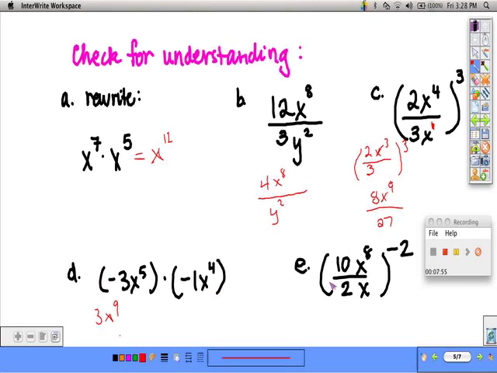Part E, I'm going to start out similar to how I did part C. I'm going to start inside the parentheses and reduce if I can. 10 over 2 reduces to 5 over 1. X to the 8th over x to the 1st, where are there more x's? On top. By how many? By 7. So this has become 5x to the 7th to the negative 2. The next step is to apply the negative exponent rule. We have to flip this over.